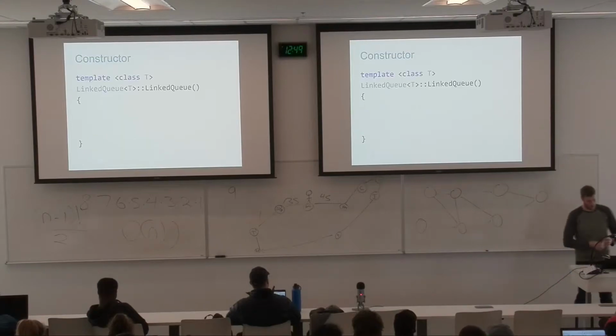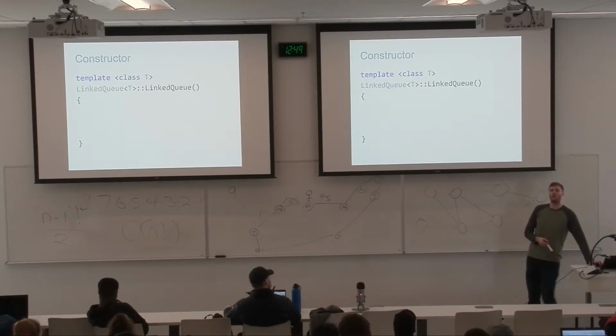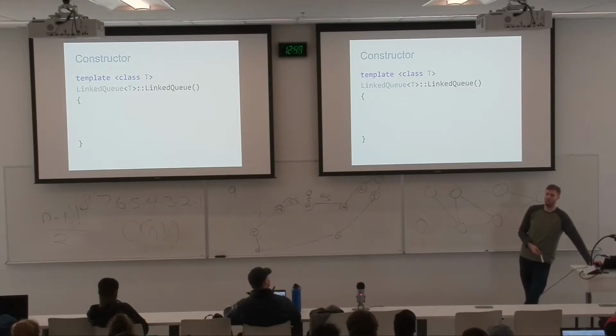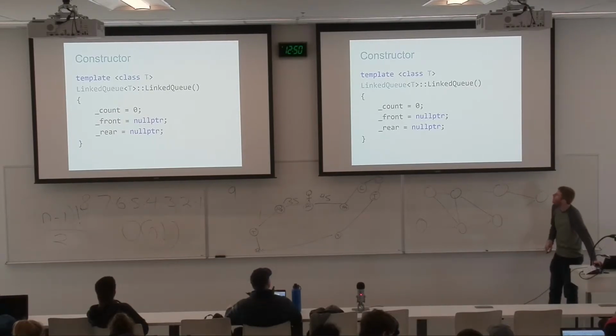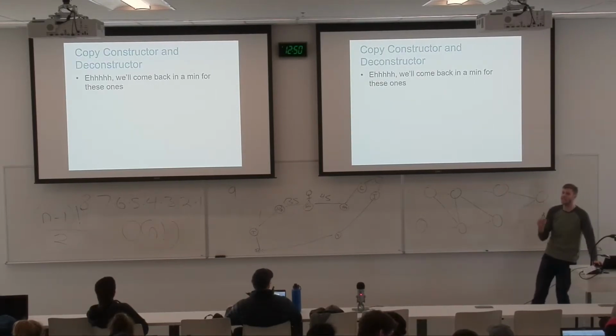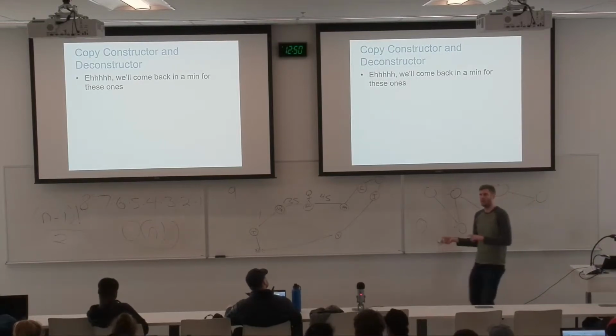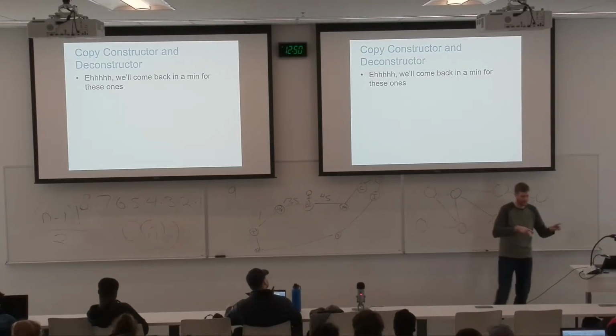So let's start with our default constructor. When we start with a queue, what should its size be? 0. That seems reasonable. What should the front and rear point to? Probably nothing, right? Seems reasonable. Any questions about this? Okay. So we're going to skip the copy constructor and destructor for a moment. We're going to come back.